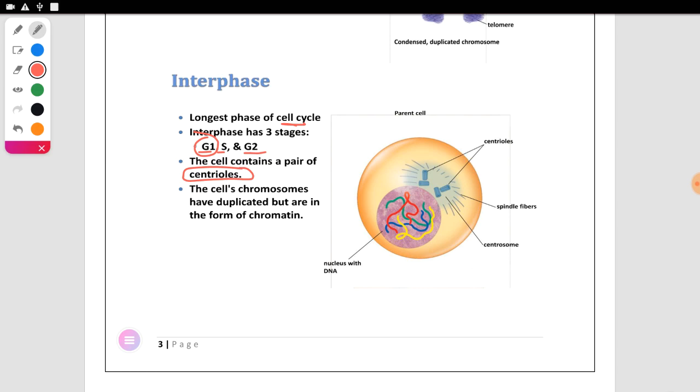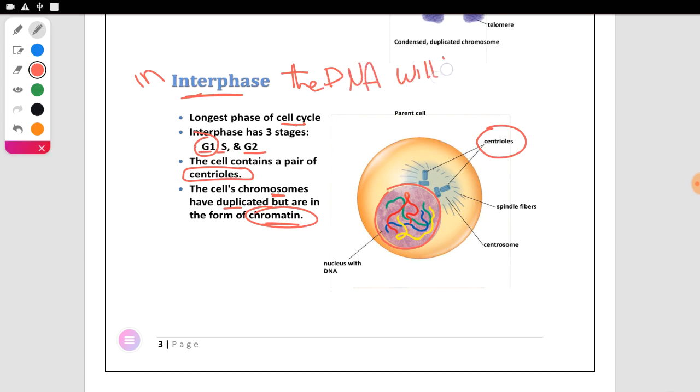How do I know this? When I see the centrioles are free and the nucleus is complete, I can say that this cell is in the interphase. The cell chromosomes have duplicated but are in the form of chromatin. So in interphase, the DNA will be in the form of chromatin.